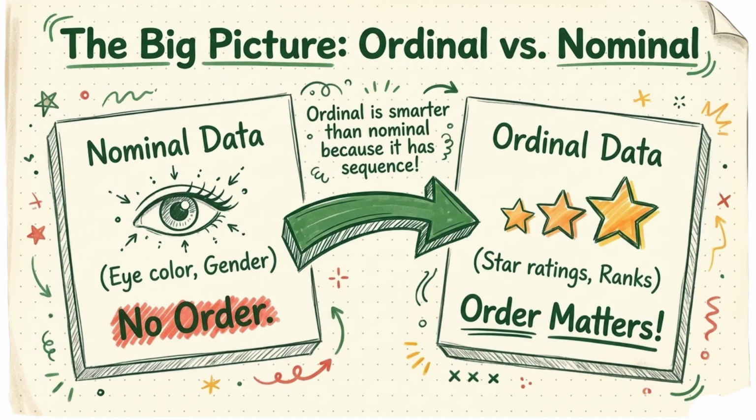That's the rule. The big picture, ordinal versus nominal. Here's how ordinal compares to its closest neighbor, nominal data. Nominal data, like eye color or gender, has categories with absolutely no ranking or order. Ordinal data, like star ratings and competition ranks, has categories that are meaningfully ordered. Ordinal is smarter than nominal because it has sequence.